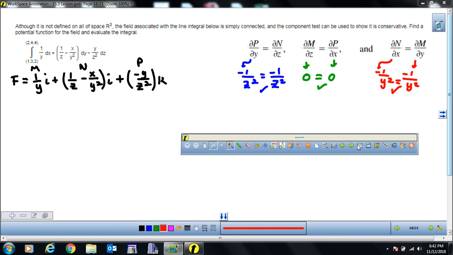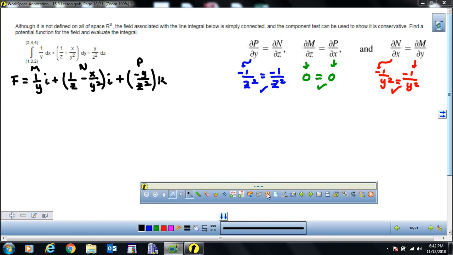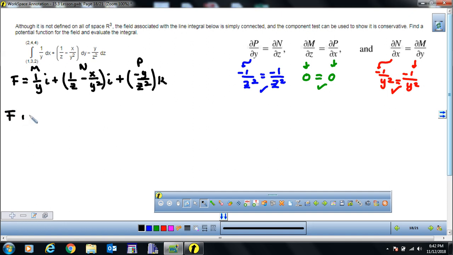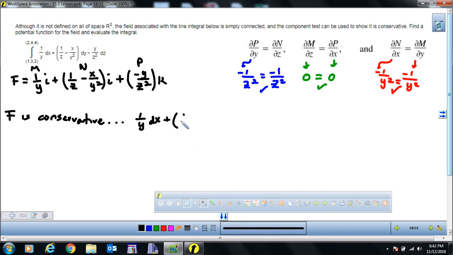And you see that the tests for a conservative field are all met. So that means that f is conservative, which means that 1 over y dx plus 1 over z minus x over y squared dy minus y over z squared dz is exact. And by exact I mean that I can find a potential function for this field and evaluate it directly at these limits, and that will be the same thing as this integral.